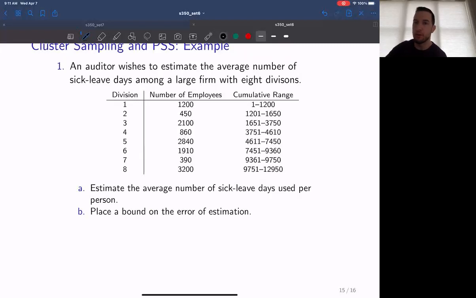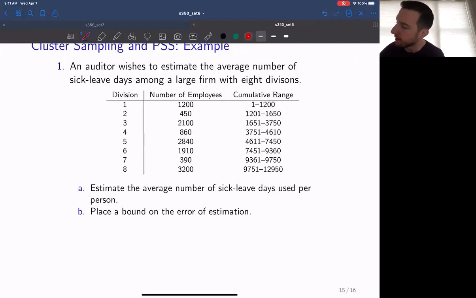So if you start from division 1, employee 1 in division 1 is number 1, up to 1200, which would be employee 1200 in division 1. And then in division 2, you start at 1201, and that goes to 1650 because there's only 450 people in division 2. Then you go to division 3, and it's the same logic. You increase by 2100 people because there's 2100 people in division 3, etc.